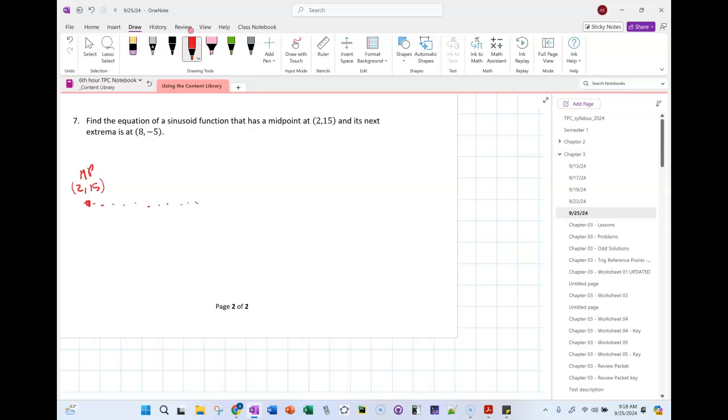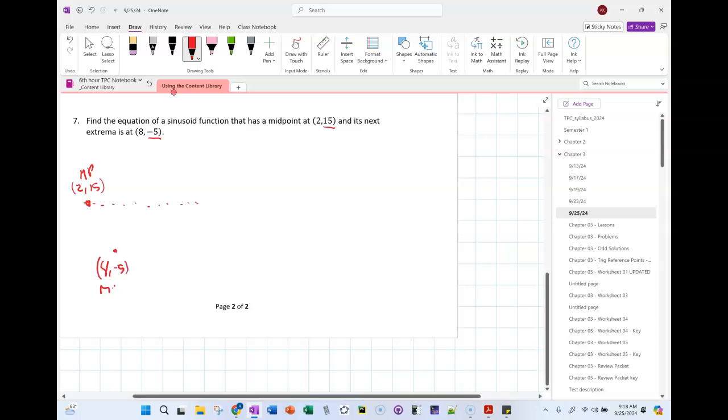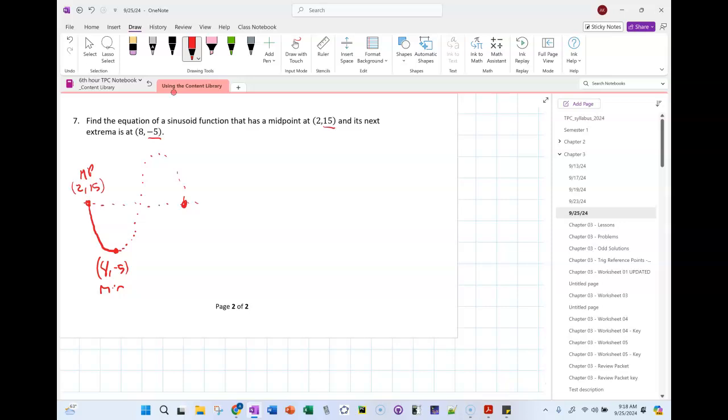It says the next extrema is at 8, -5. So I know that's a minimum, right? Because -5 is smaller than 15. So I know it's below it somewhere. So if I draw my picture of one full cycle, it would look like that, right? Does that feel okay? What I've just drawn in? Done nothing sneaky so far.